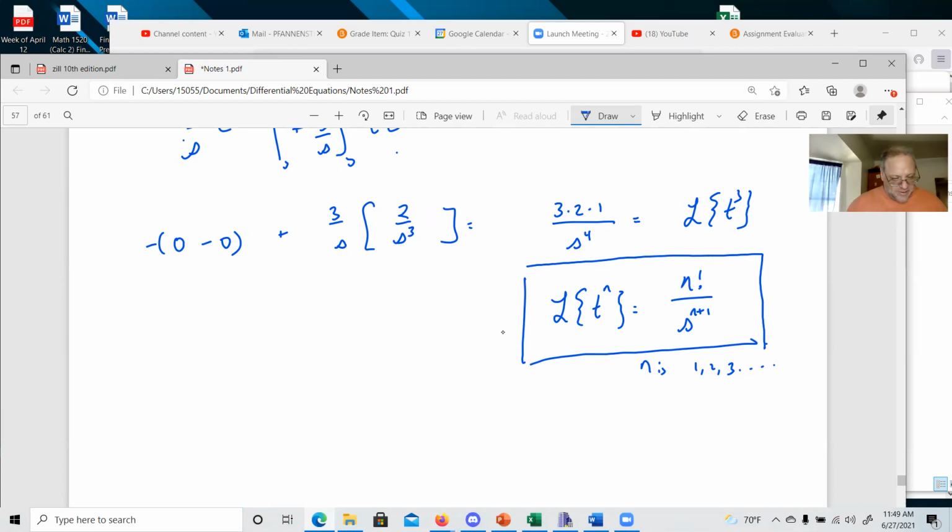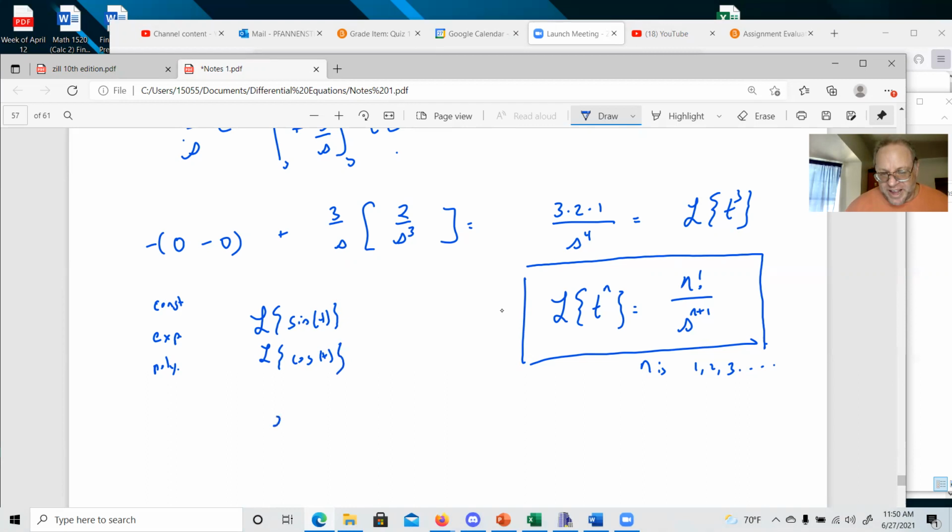So that is the Laplace transform of your basic functions. We know how to do constants, we know how to do exponentials, and we know how to do polynomials. In your homework, you're probably going to have to take the Laplace transform of things like sine, or the Laplace transform of cosine.